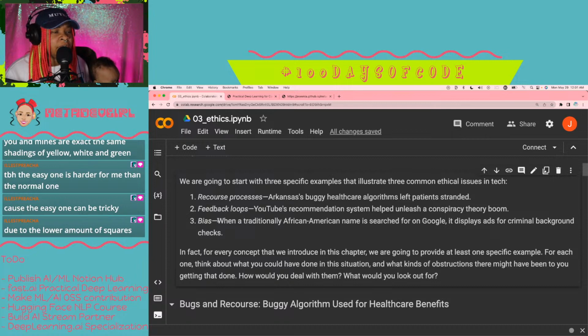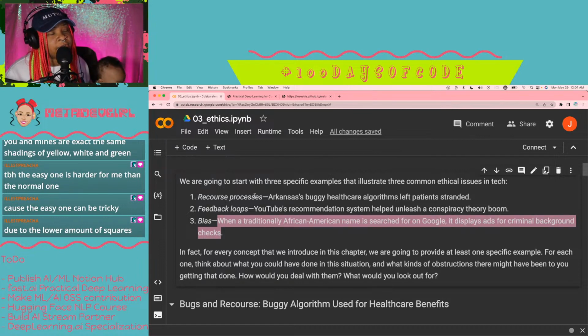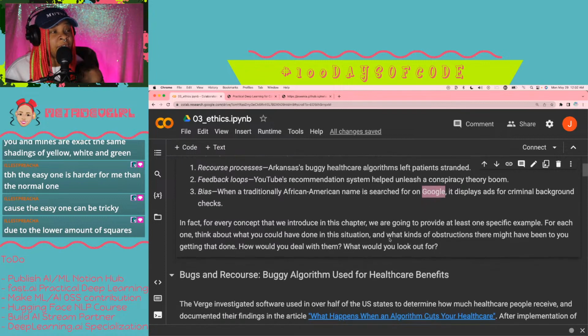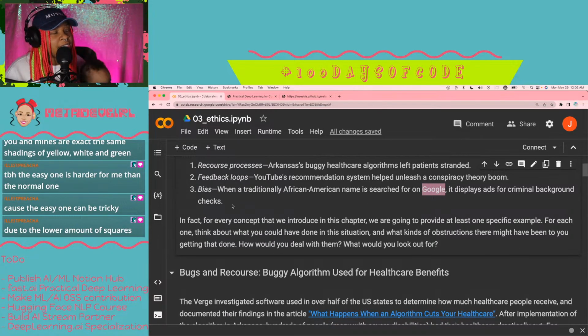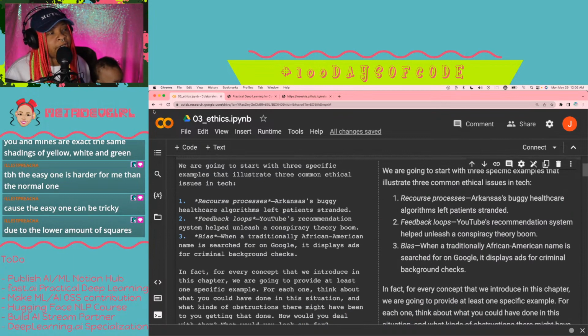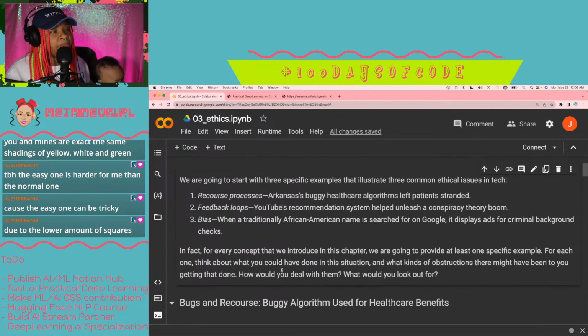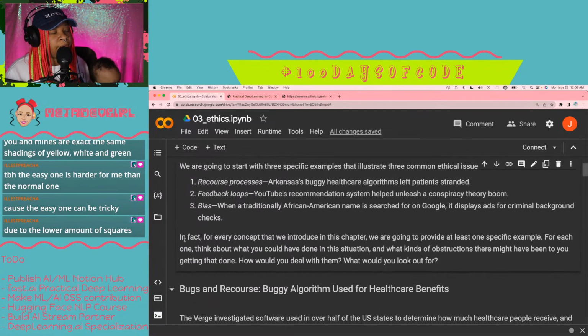Wow, when a traditionally African American name is searched for on Google, it displays ads for criminal background checks. That's not the one I thought they were going to say for Google, honestly. I thought it was going to be the one where image recognition for Black faces was categorizing them as gorillas. So this is why we have to care. Maybe some people don't care as much because it doesn't affect them as much, but it's important either way.